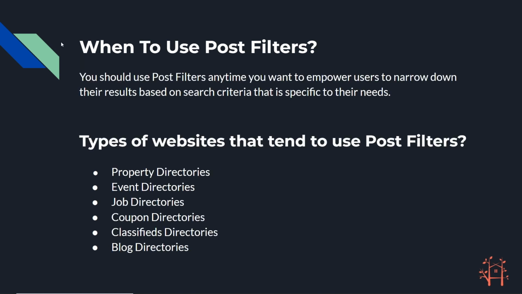The next thing that we should talk about is when to use post filters, right? So post filters are really useful when you want to empower the people visiting your website to narrow down the results of different types of content on your site with specific search criteria that are very personal to them, things that they're looking for. And search criteria can be used on all sorts and types of directories, like property directories, event directories, job directories, coupon directories, classifieds, and blog directories as well.